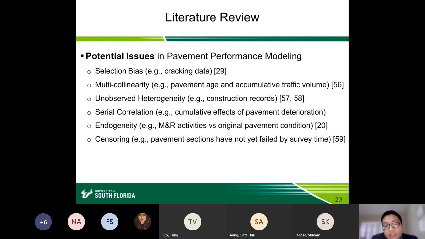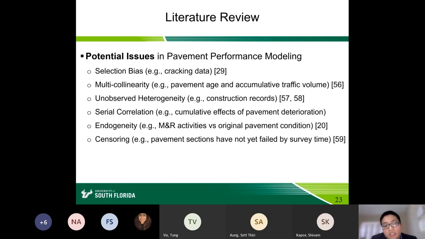The fourth issue is the severe correlation. The severe correlation occurred because the pavement deterioration is a time series process. When the severe correlation occurs, the error will propagate with the time.